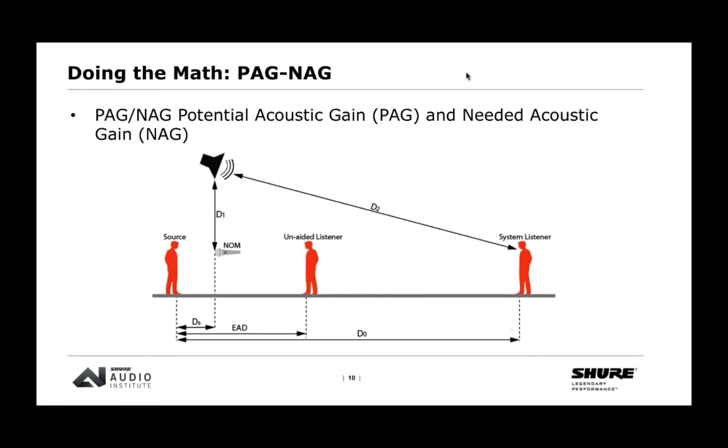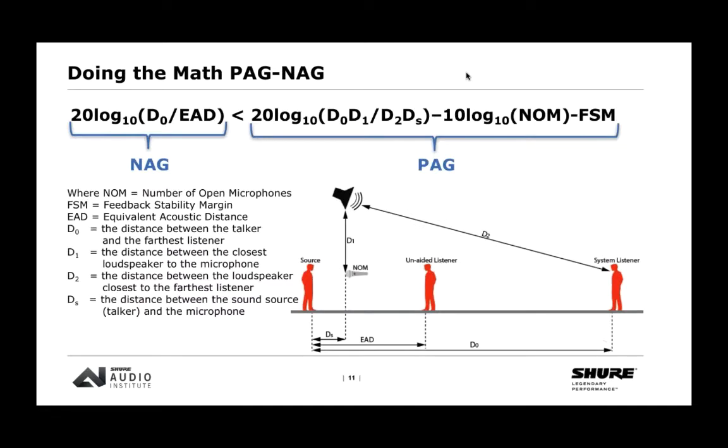And that'll come in again when we start calculating what we're talking about now, which is potential acoustic gain and needed acoustic gain. This is a method that has been around since the late 60s, in which you can calculate the gain of a sound reinforcement system under design. And there's the big, long, scary equation that we have. The front part of that equation is the needed acoustic gain, and the back half of that is the potential acoustic gain. The variables in this equation are the number of open microphones.